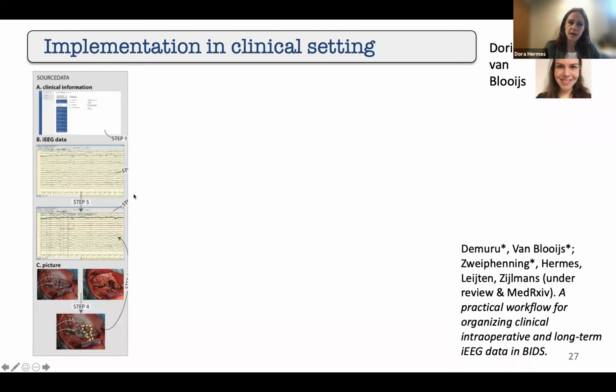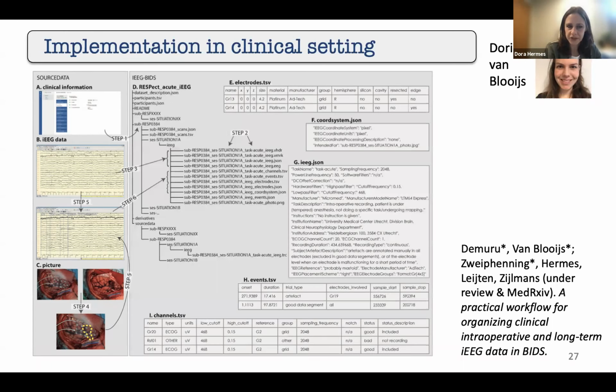intraoperatively. And so you can see here that their source data was a set of clinical information that they had in a clinical database, IEEG data that they had in a clinical IEEG monitoring system. And then they had operative pictures that had the electrode positions. And so what's outlined in this paper is that there are many steps, and what those steps were to get these data properly structured in BIDS.